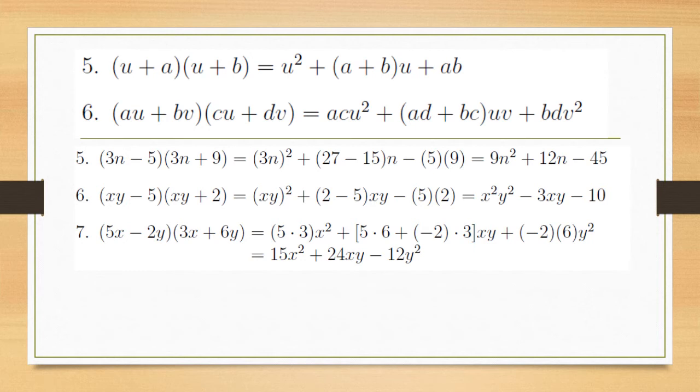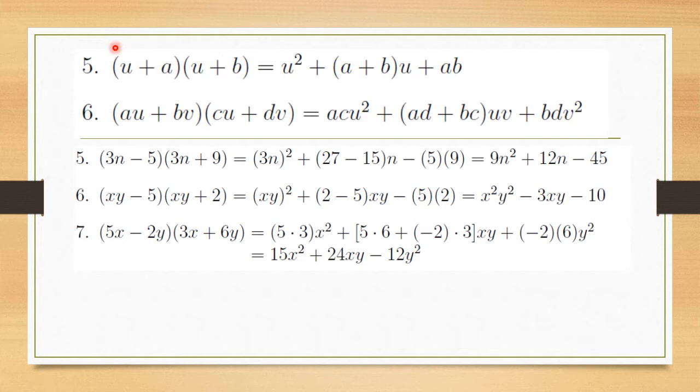Okay, the next formulas are the following. U plus a times u plus b equals u squared plus ab, or plus a plus b times u, the quantity a plus b times u, plus ab. And the other one is this one, au plus bv times cu plus dv becomes acu squared plus the quantity ad plus bc times uv plus bdv squared.